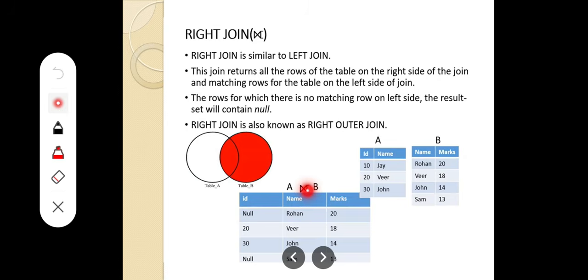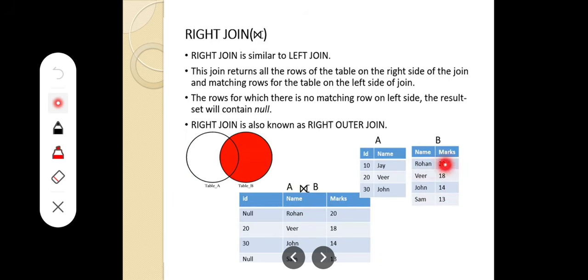അപ്പോൾ നമ്മുടെ റൈറ്റ് സൈഡിൽ വിൽ ബി ഗിവിങ് എ horizontal line. Okay, so here what we do, this is A right join B. Okay, we will take all the values in the right table. Okay, so name, marks. Okay, so Rohan 20, Veer 18, John 14, Sam 18. So all these values we have taken. Okay, then we also take the matching values in the left table.